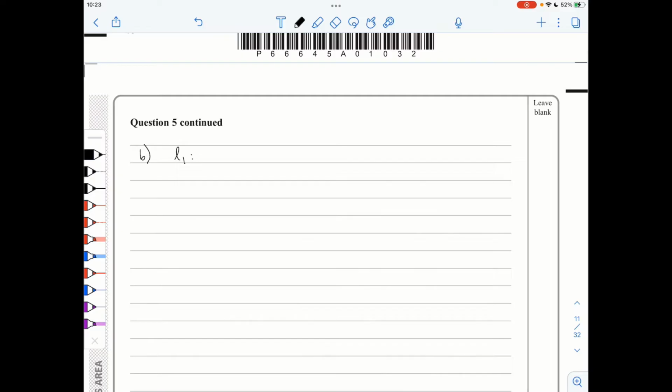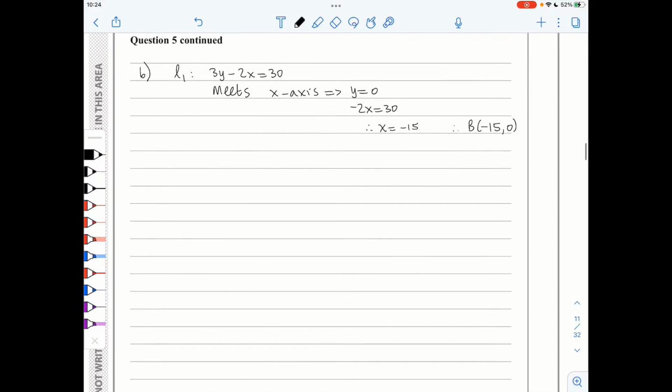So the line L1 had equation of 3y minus 2x is 30. Now when we meet the x-axis, that means that y is 0. So if I put y to be 0, I get that negative 2x is 30, and therefore x is negative 15. We've got a cut at B, which is minus 15, 0. I will now draw what I have gathered up to now.